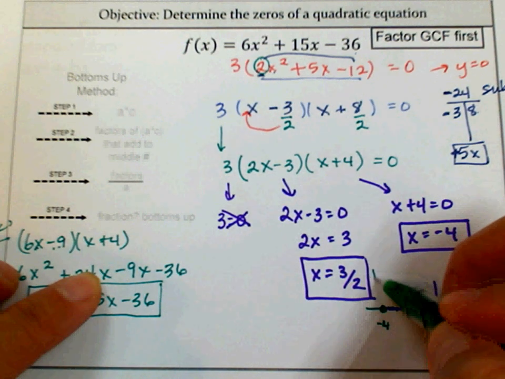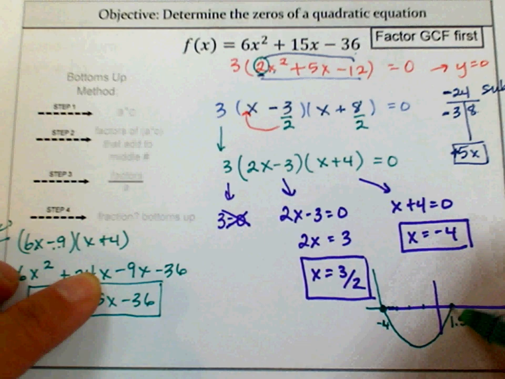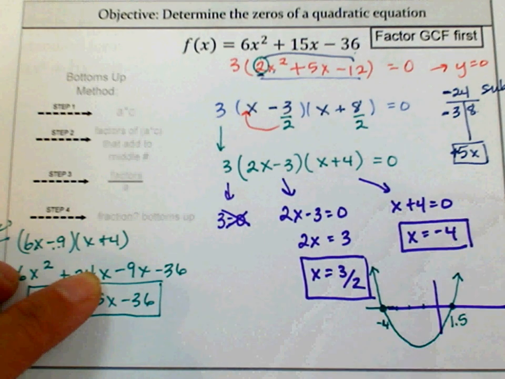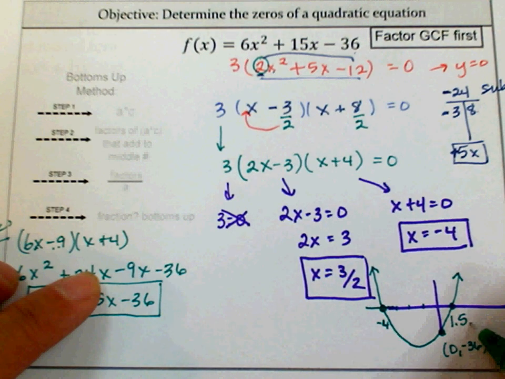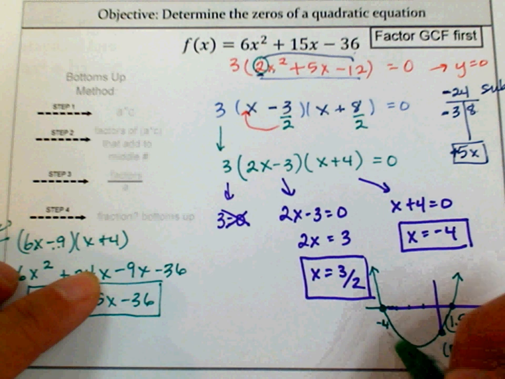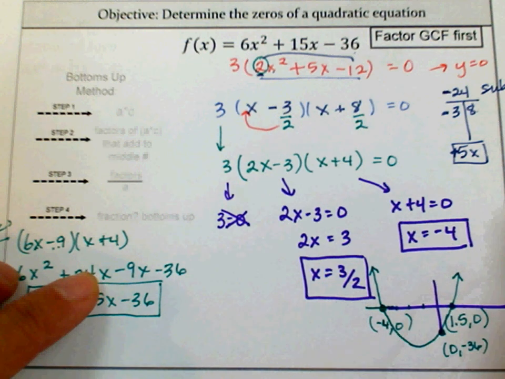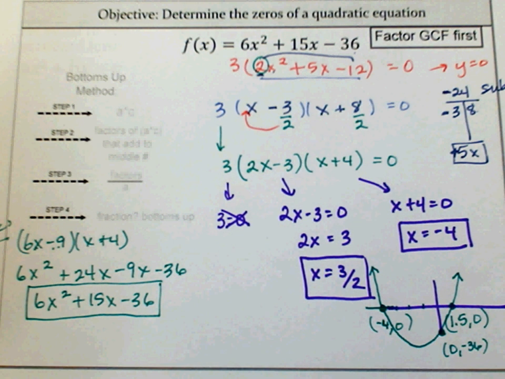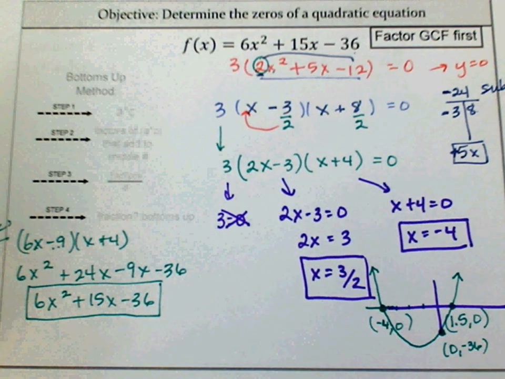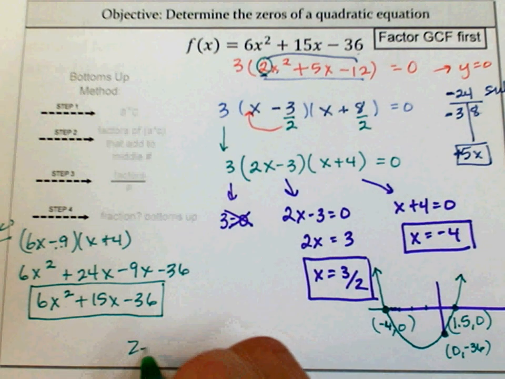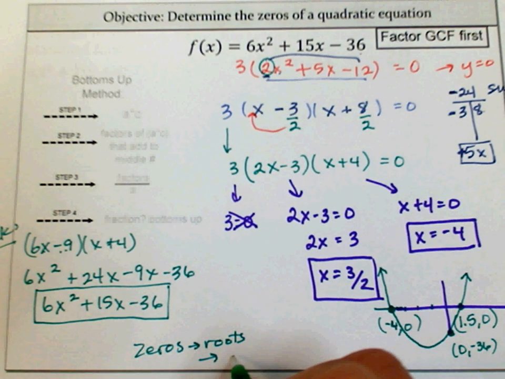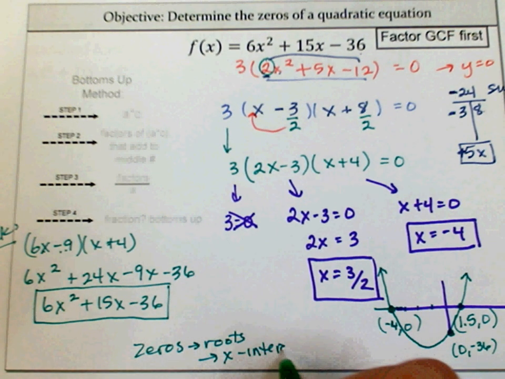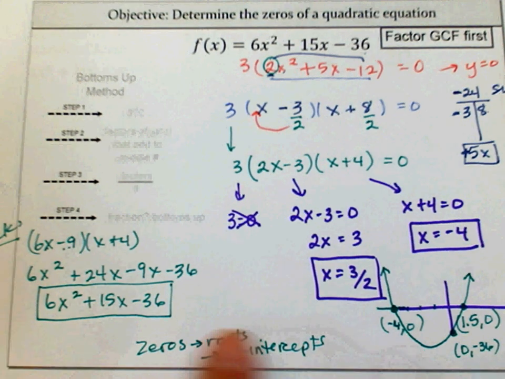You're going to have a graph, a parabola that looks like that, and that point right here is 0, negative 36. This one is 1.5 and 0, and this is negative 4 and 0. So there's your x-intercept. That's why you're doing it. That's your zeros. So another word for zeros is the same as the word root, is the same as the word x-intercept. All these 3 words means the same thing.